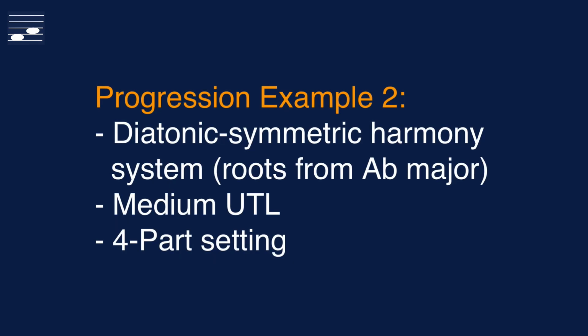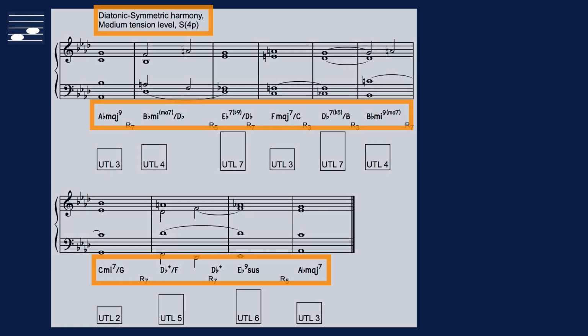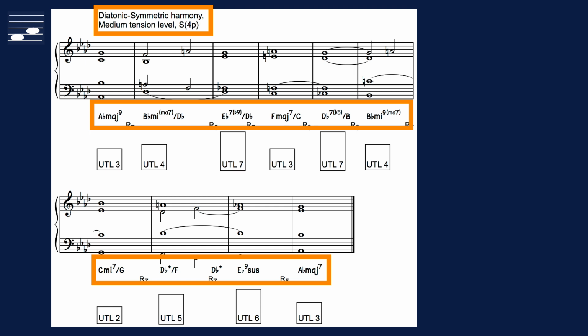We'll be slightly more adventurous in progression example 2, in the Schillinger diatonic-symmetric system of harmony, where we create root movement from the diatonic A-flat major scale and select independent chord structures with pitches not contained in the scale. This time I use medium tension level for another 4-part setting. Roots are all from the diatonic scale, but we note non-diatonic chords with extensions and alterations.